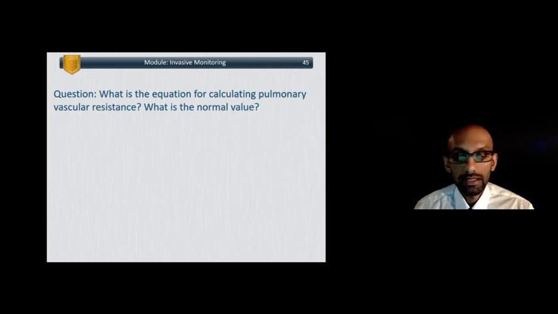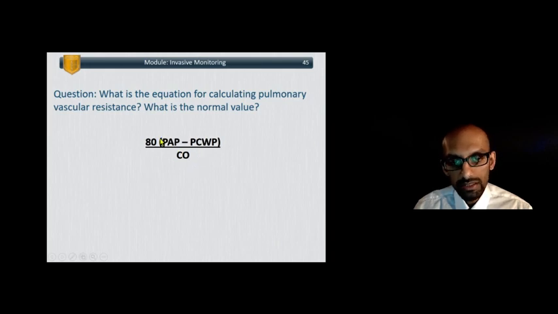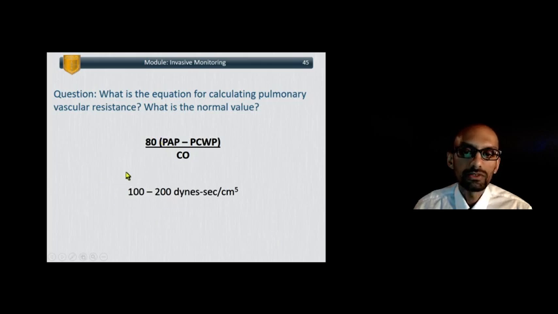In the past, the ABA has asked simply what is the equation for calculating pulmonary vascular resistance and what is the normal value. So I did put this in there. It's derived from Ohm's law, meaning a resistance equals a delta pressure divided by flow. But you need this fudge factor of 80 because if you don't put that in there, you won't get to the normal values for pulmonary vascular resistance, which is 100 to 200. And so the ABA simply wanted you to know that.